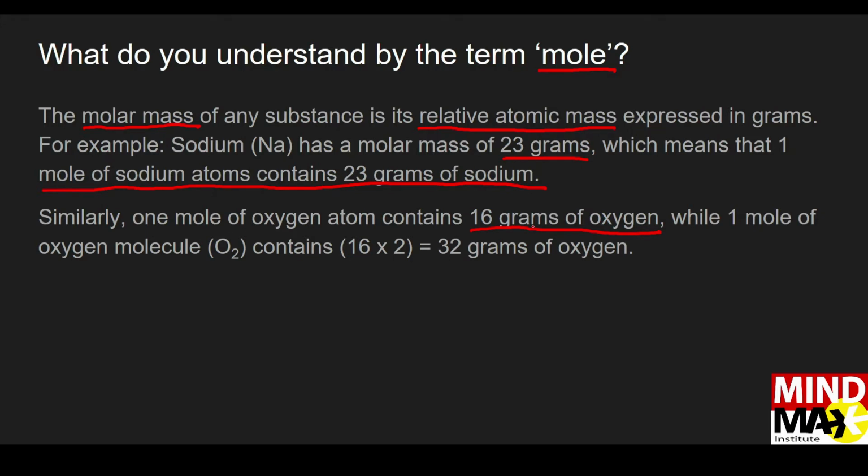So 1 mole of oxygen atoms contains 16 grams of oxygen, while for 1 mole of oxygen molecules, right, oxygen doesn't usually exist as an atom, it exists as a diatomic molecule. So 1 mole of oxygen molecules actually contains 16 times 2, which means 32 grams of oxygen. Why did I put 16 times 2? Because the mass of one atom of oxygen is 16, but because there are two atoms in the diatomic molecule, we have to multiply this by 2, and that will give us 32 grams of oxygen. So if I say 1 mole of oxygen atoms, it means 16 grams of oxygen is present. But if I say 1 mole of oxygen molecules, that means 32 grams of oxygen are present.